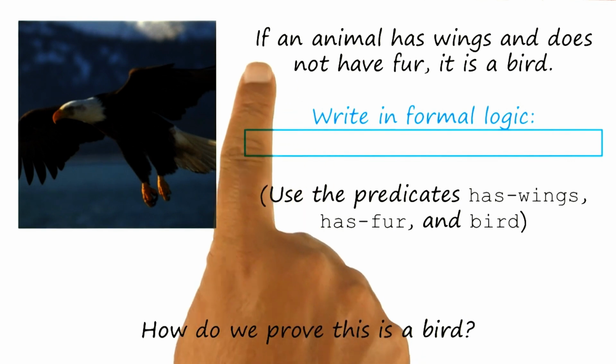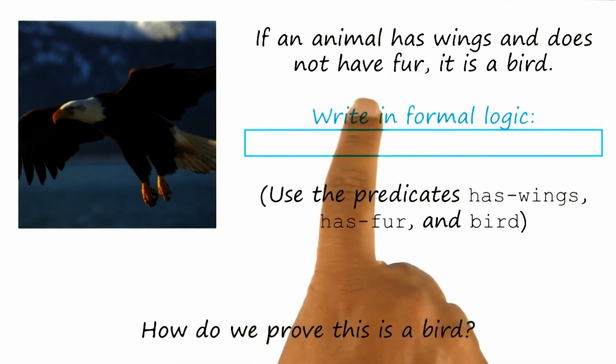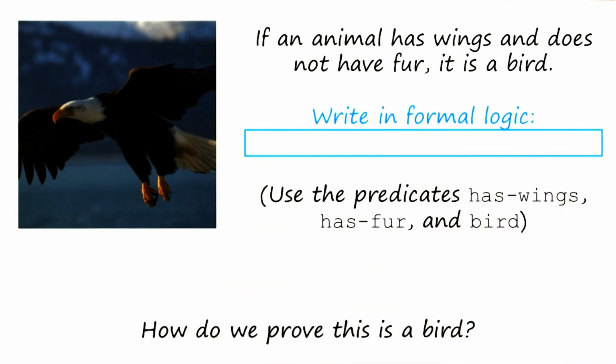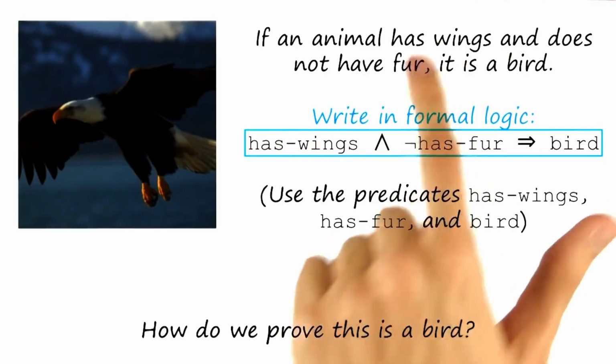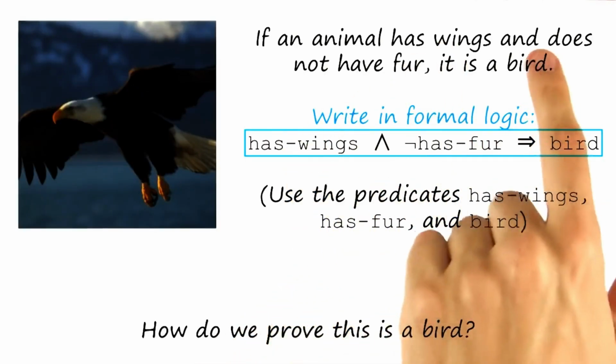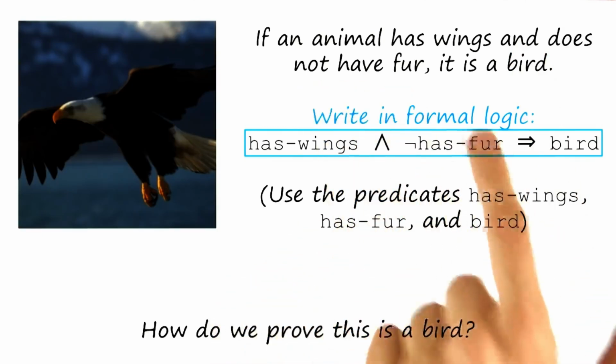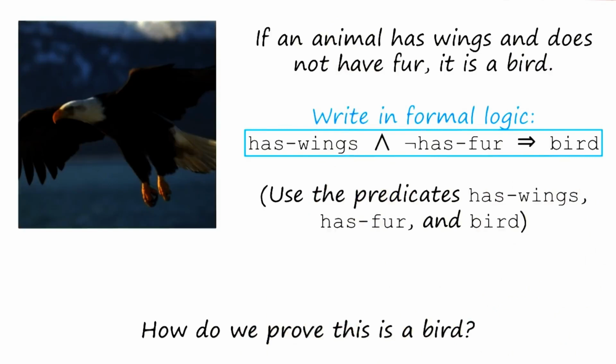So consider this sentence: if an animal has wings and does not have fur, it is a bird. Write this sentence down in formal logic. You can use the predicates has wings, has fur, and bird. David, what did you write? So starting at the beginning, has wings becomes the predicate has wings. We're doing a conjunction, so and. Does not have fur, so not has fur. Those two things imply that it's a bird.